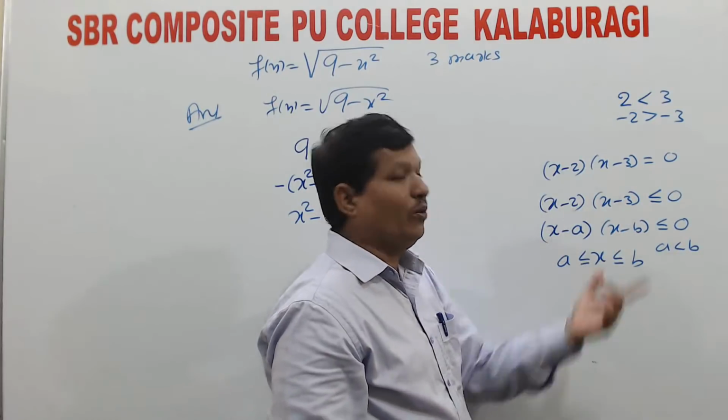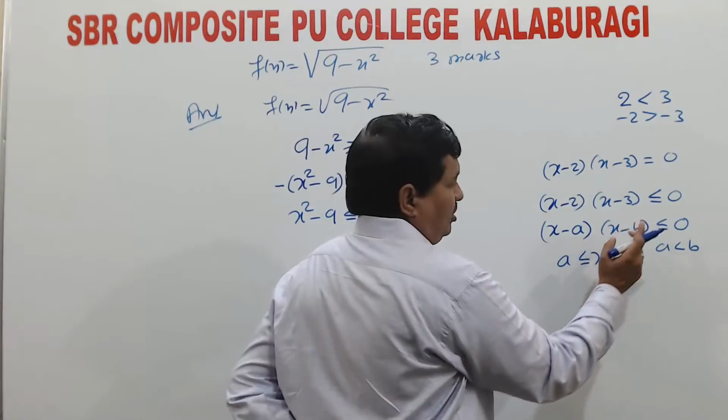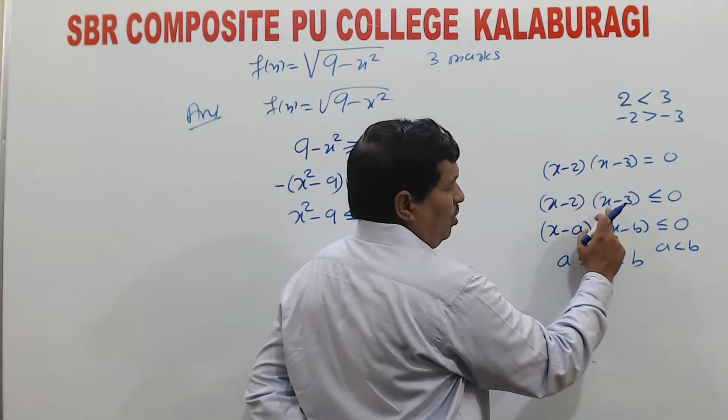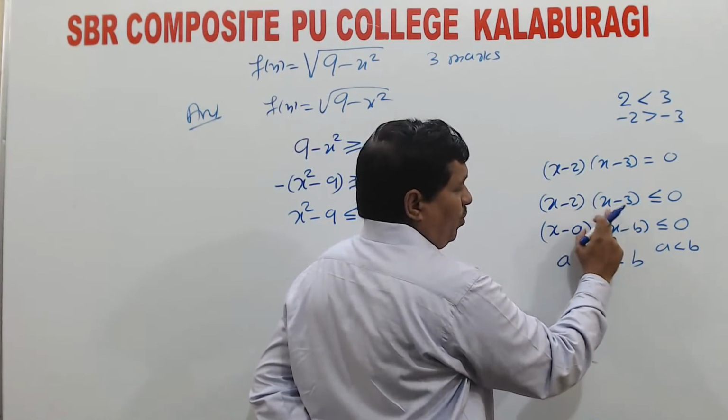Suppose you take a value more than 3, what happens? If you take x value 4, then 4 minus 2 is 2 and 4 minus 3 is 1. 2 into 1 is 2.